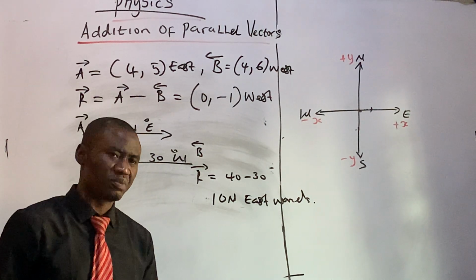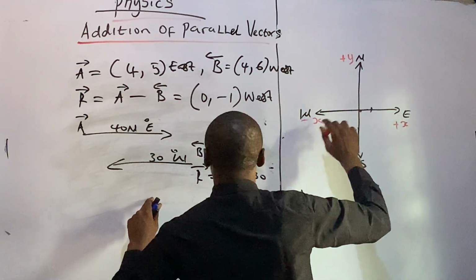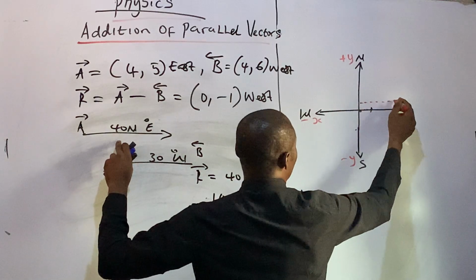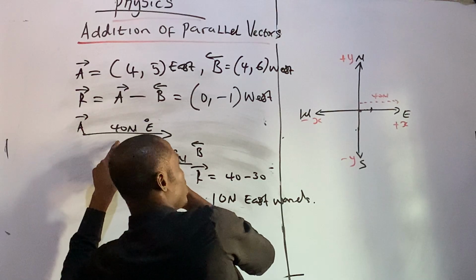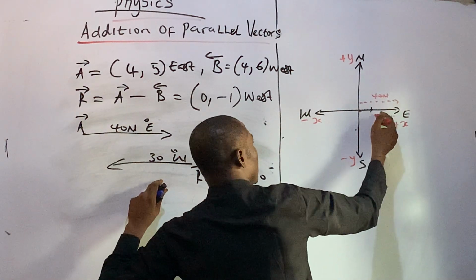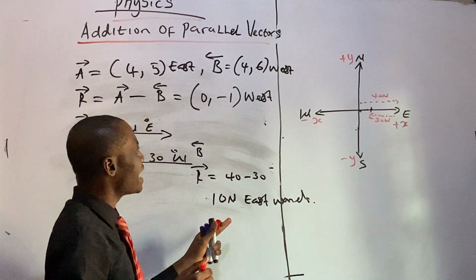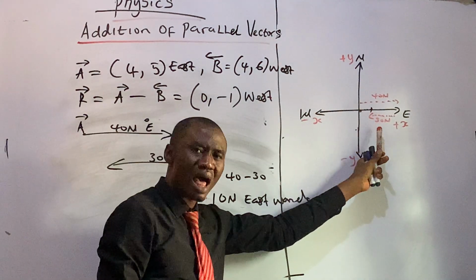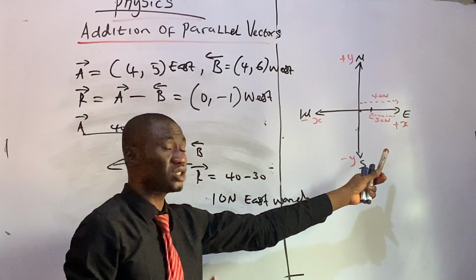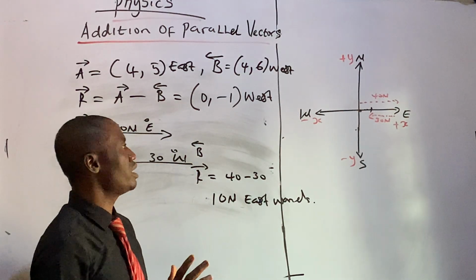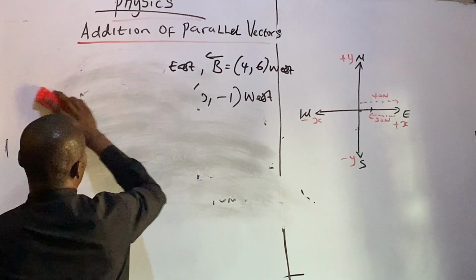10 Newton eastwards, because let's say you're moving like this, you move to this point, you're going 40 Newton, and then you return back to the west 30 Newton. Now, your displacement is 10 Newton, but you are still at the east. So the displacement, or the resultant vector, is 10 Newton east. Let's make a picture, or let's make a more considerable question.